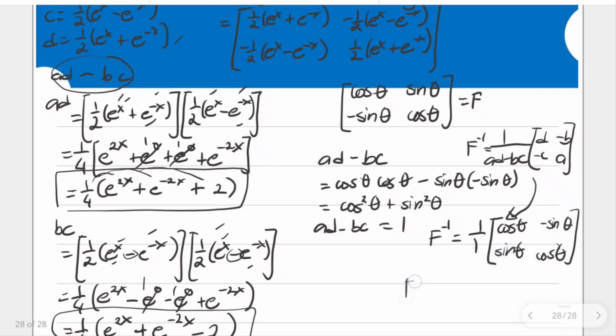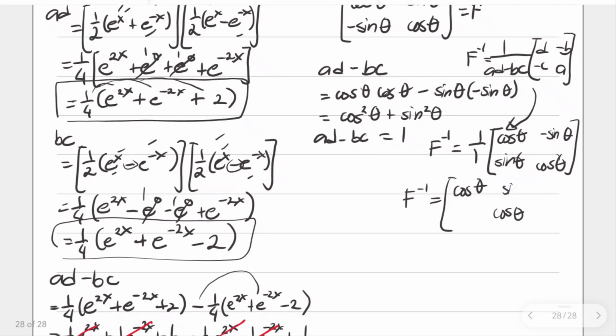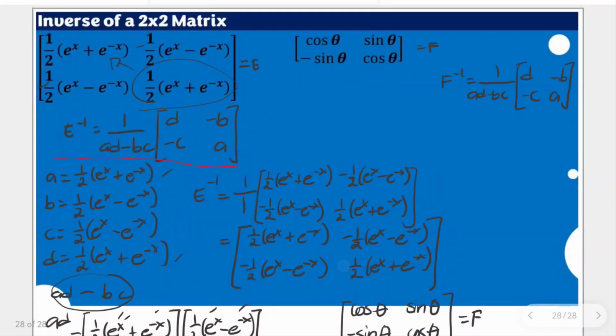So the final answer is simply cosine theta, negative sine theta, and here is positive sine theta, and cosine theta. This is the inverse of the second 2x2 matrix. So as you can see, we followed theorem 1.4.5 in order to solve for these two. And thank you for watching.